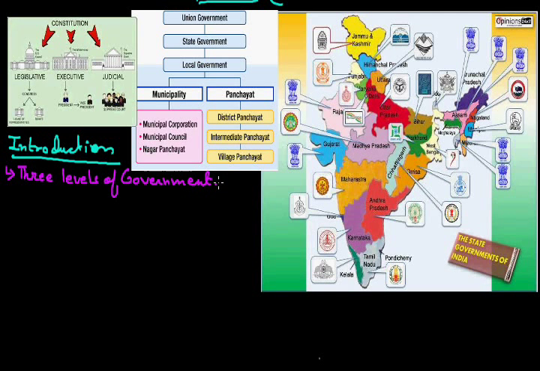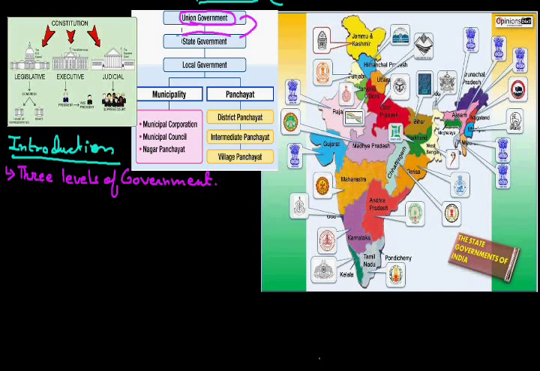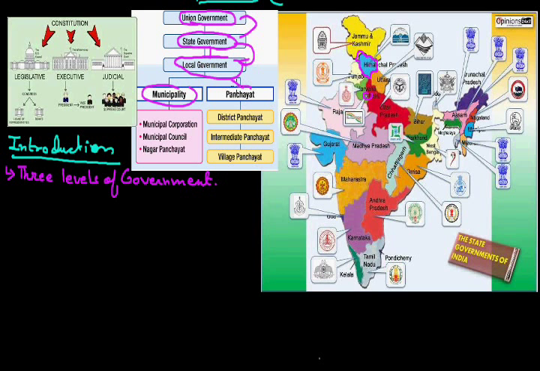India is a federal nation, and here we see three levels of government. The first is the union government, and then comes the state government. The union is here in Delhi, which rules the whole country, and then comes the state, like Himachal Pradesh, governed by the Himachal Pradesh government from Shimla here. Then comes the local government, which means in urban areas it's municipalities, and in rural areas it's panchayats.